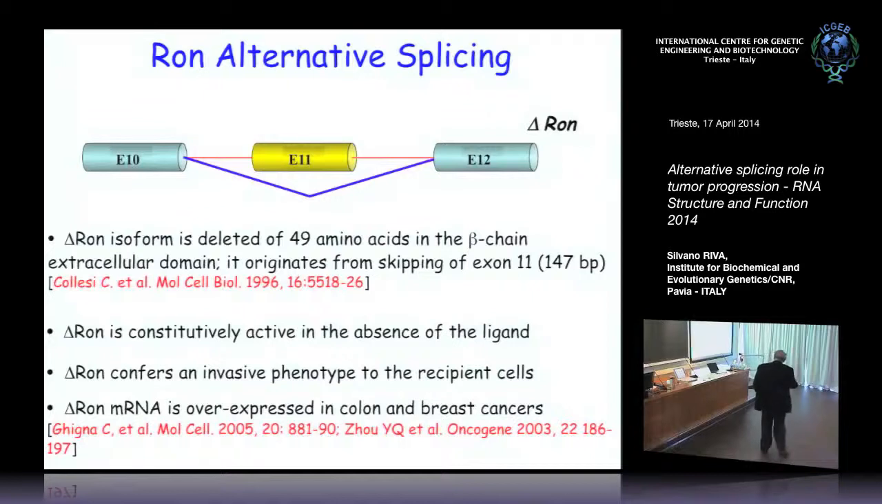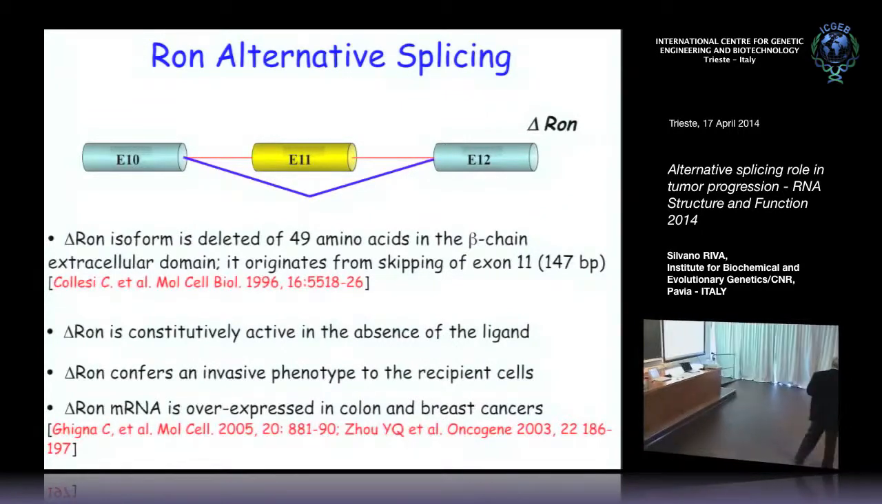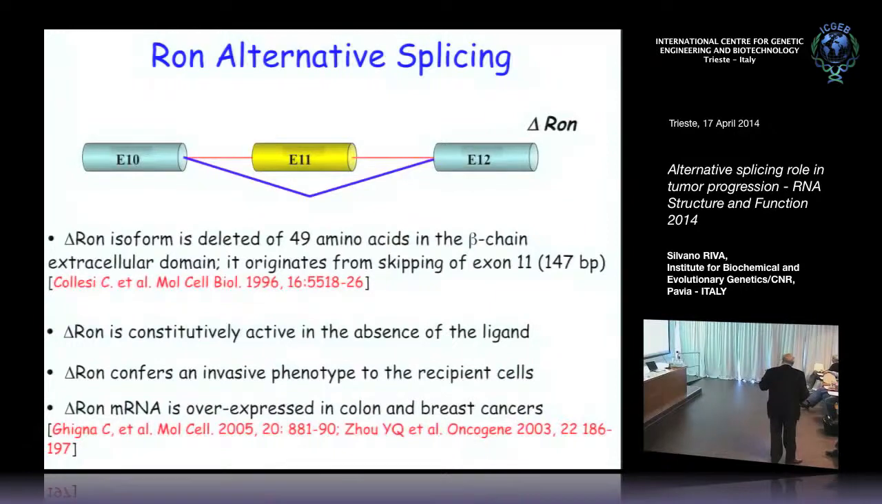which is deleted, exon 11, only of 49 amino acids in the beta chain, extracellular domain, is constitutively active in the absence of ligand. So even in the absence of ligand, of the scatter factor that I mentioned to you at the beginning, it fires its signal to the cell. And it confers invasive phenotype to the recipient cells.